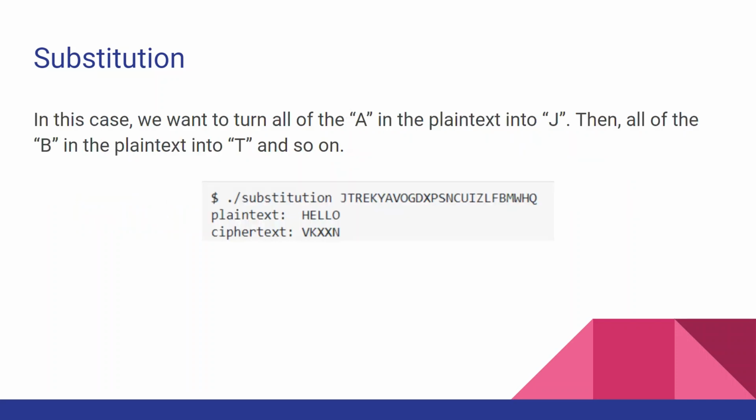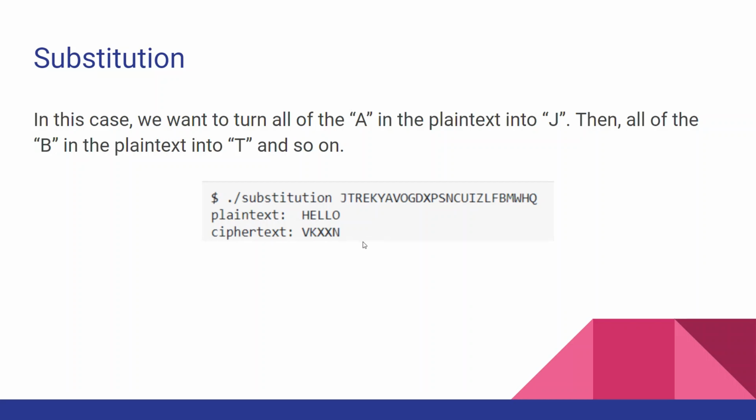So let's look at an example. As you can see here, we have our key, where all of our A values will become J, all of our B values will become T, all of our C values would become R, and so on. So basically what we're going to do is first ask the user for the key, then we'll ask them for a plain text. And based on that key, we're going to individually change each and every character, such as H would become, I believe, V, which is right here, and we'd basically print that out.